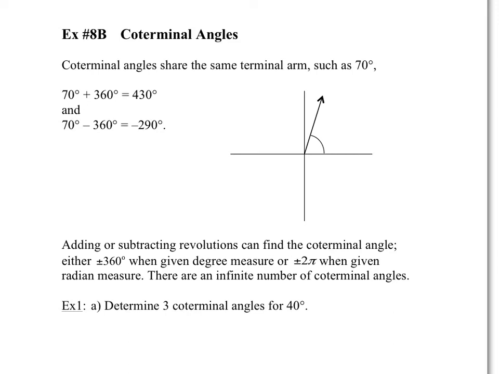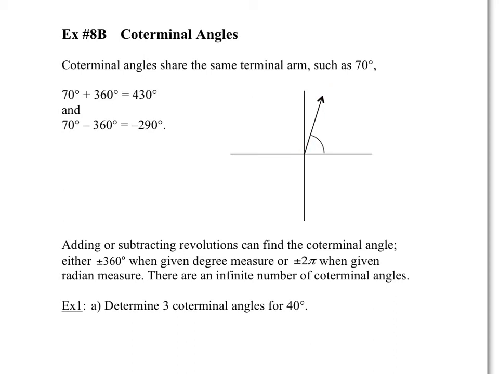Okay, so we're still working with angles in degrees and angles in radians. Depending on the question, you need to work with what's presented to you. Let's understand what a coterminal angle is. Coterminal angles are angles that share the same terminal arm. The terminal arm is this guy right here.